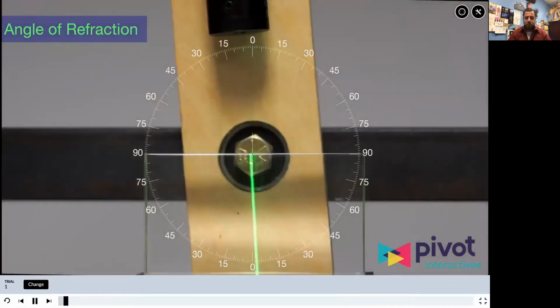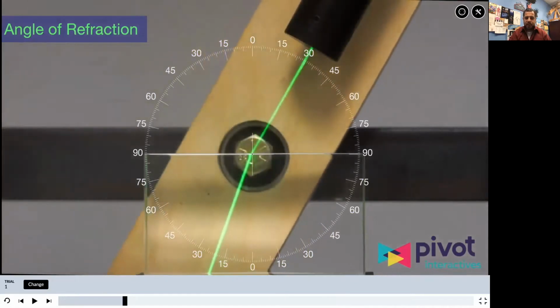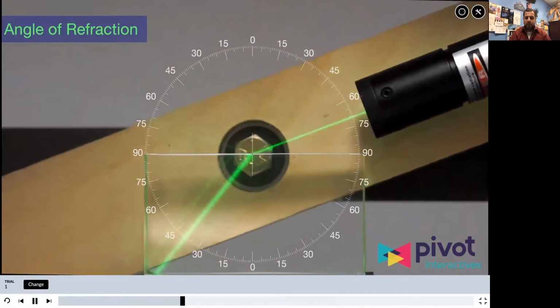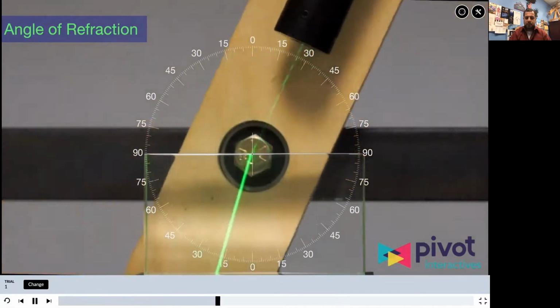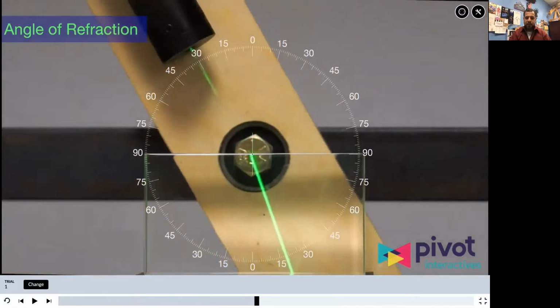So here, if you notice one more time through, what I'll do is pause it at various angles, and you can see that the angle of incidence is always greater than the angle of refraction because it's passing into a more dense substance. And you'll see the same effect on the other side.